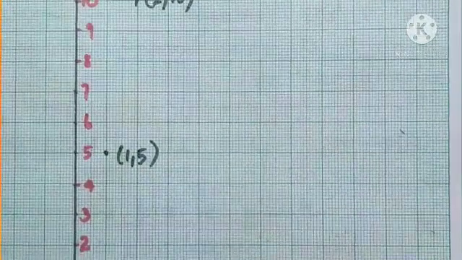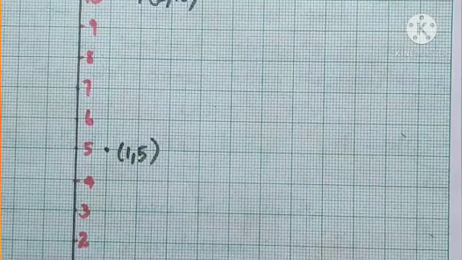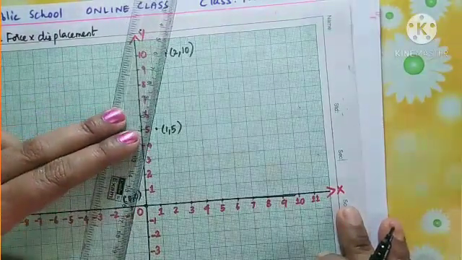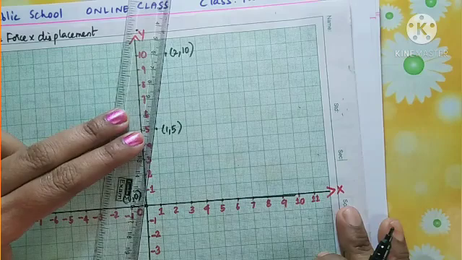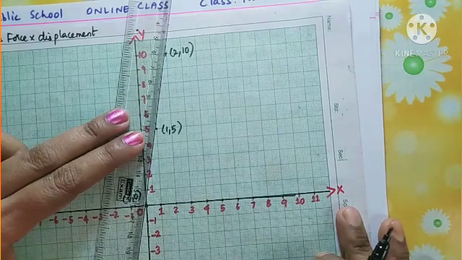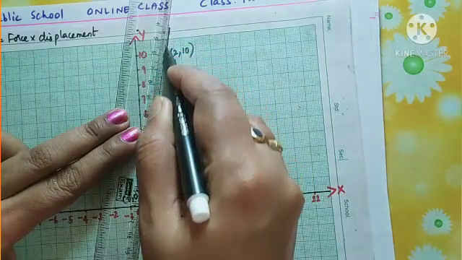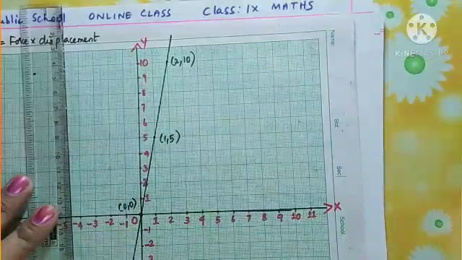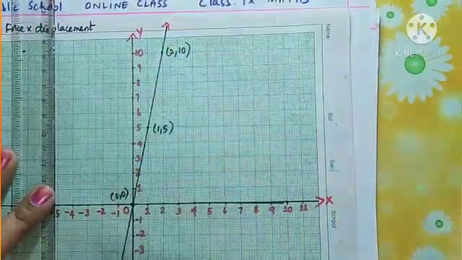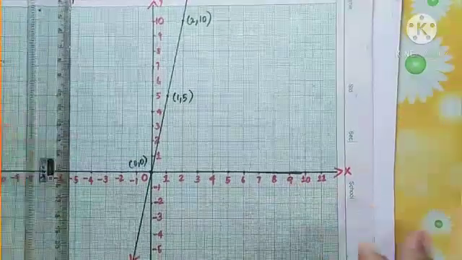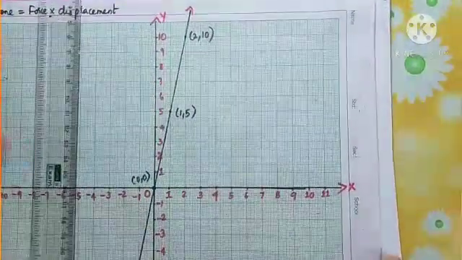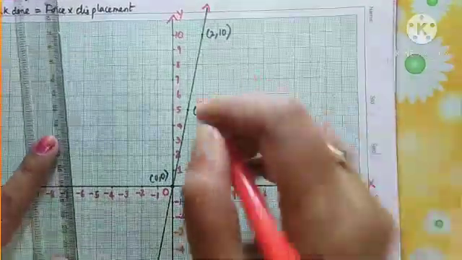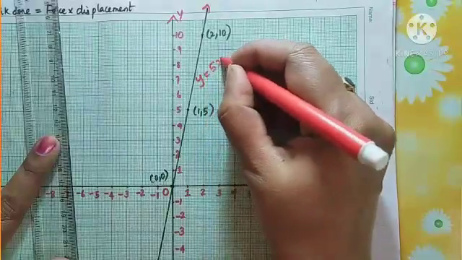Now we want to draw the graph. Take the ruler, join the three dots correctly. Okay, now we can extend the line and complete our graph. After drawing the graph, just put an arrow mark on both sides and write the equation near the graph. What is the equation, children? Y is equal to 5x. So write the equation y is equal to 5x.